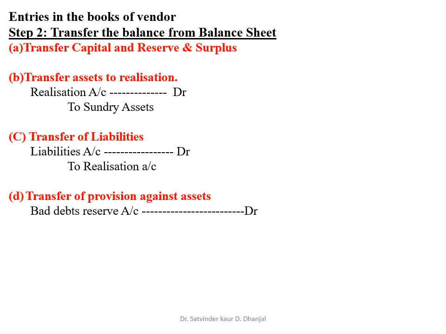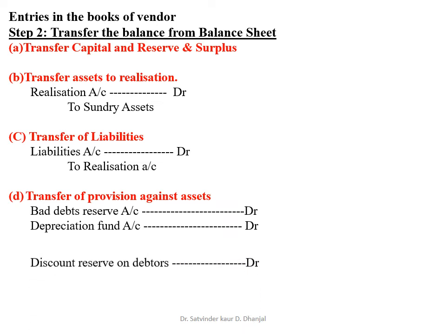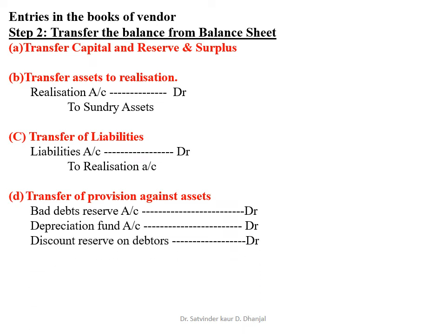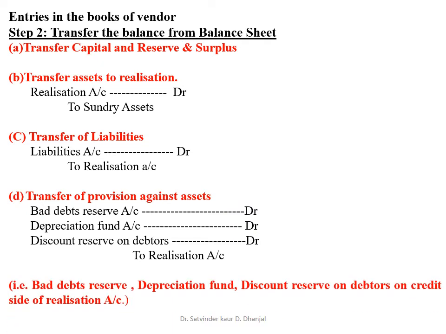So the journal entry for the same is bad debt reserve account debit, depreciation fund account debit, discount reserve on debtors debit to realization account. So there is a note that this bad debt reserve, depreciation fund, discount reserve on debtors are recorded on the credit side of realization account. So this step 2 is just transferring the balance from the balance sheet A, B, C, D.